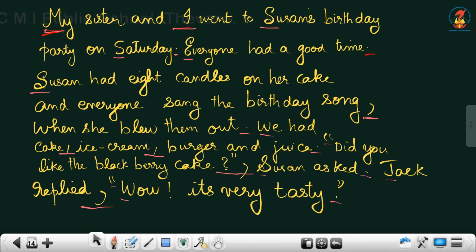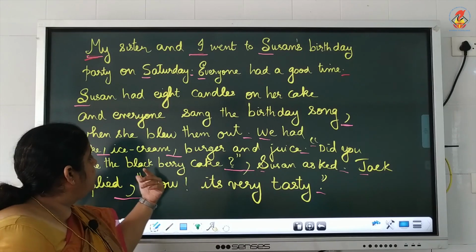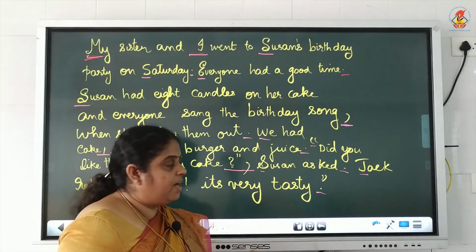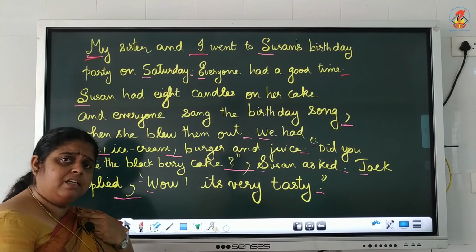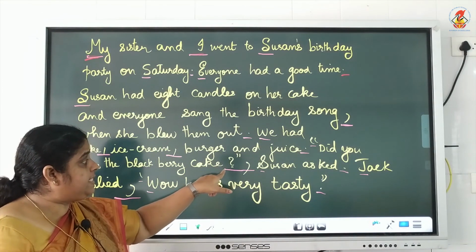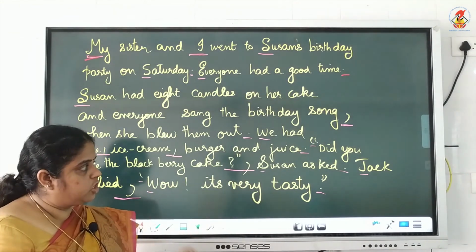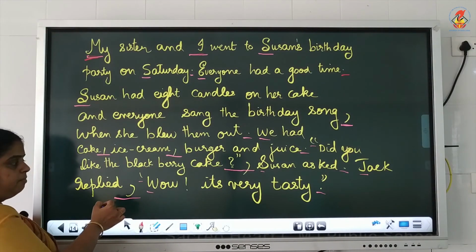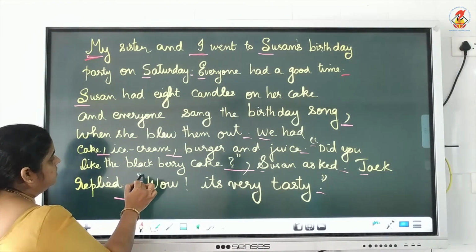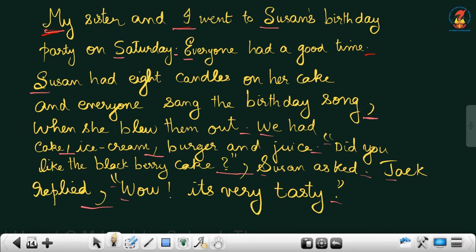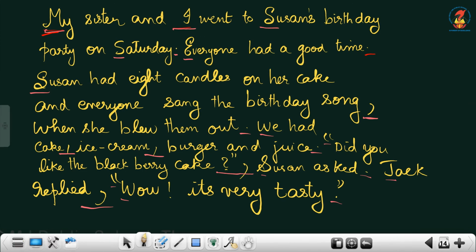Now there is a conversation coming. Susan is asking something. So it's the original words of Susan. So you have to put it in inverted comma. Did you like the blackberry cake? Susan is asking. So it's a question. Put question mark and close the inverted comma. Susan asked. Full stop. Jack replied, comma, wow, it's very tasty. That is, wow, it should start with inverted comma, wow, it's very tasty. End the inverted comma and full stop.